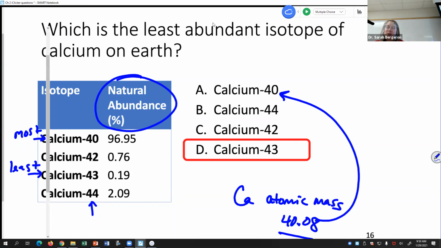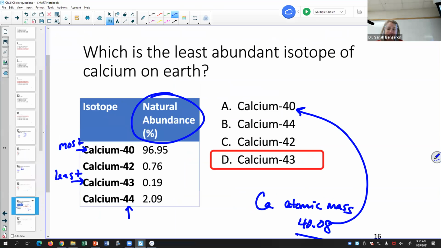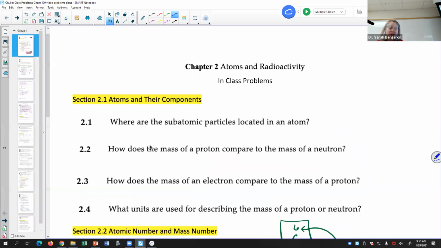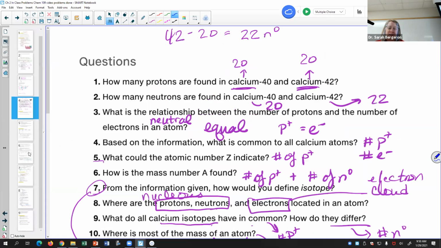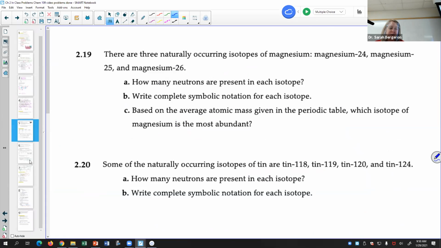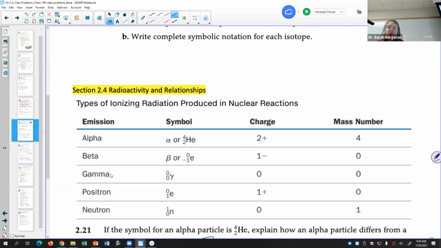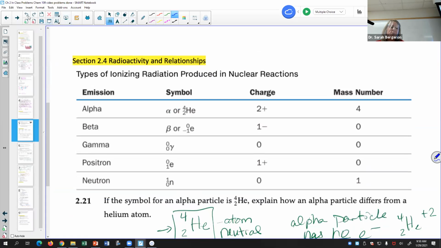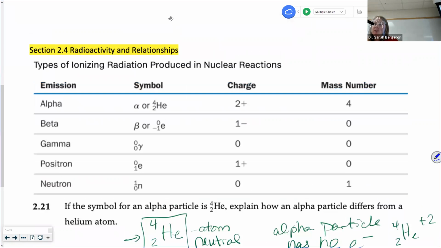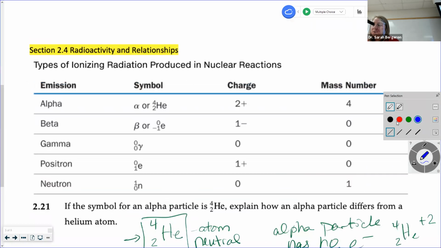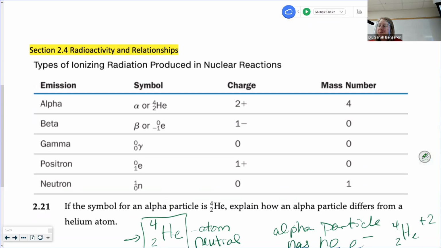Okay. So let's go back to our in-class problems. Switching gears. All right. We did, okay, so it should be right here, right? Radioactivity and relationships. This is fun stuff. This is really cool stuff. Okay, so before we kind of answer some of these questions, I really want to just talk about it.